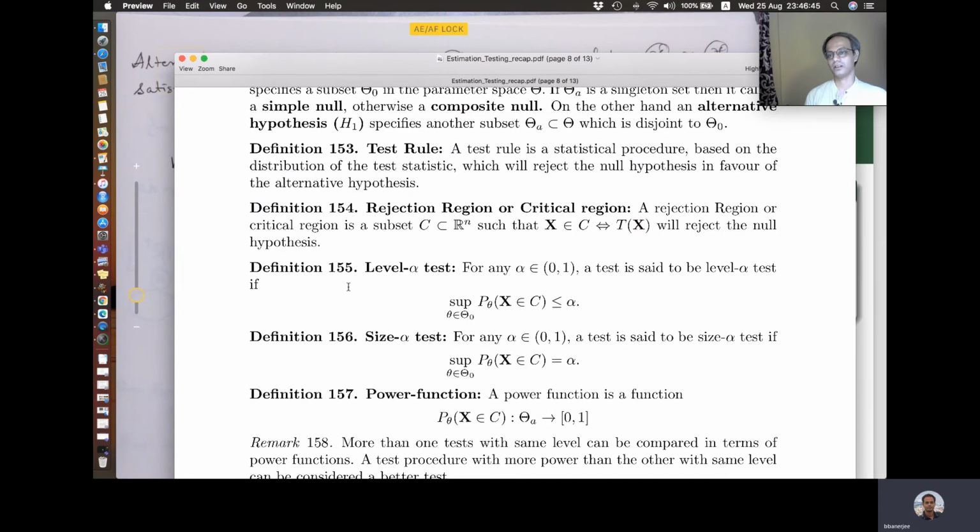Now, rejection region or critical region. The rejection region or critical region is a subset of Rn, which is a partition in the sample space, such that X belongs to the critical region is equivalent to the test statistic T(X) rejecting the null hypothesis. So, if T is the test statistic for a given hypothesis, then T(X) will reject the null hypothesis is equivalent to saying X belongs to the critical region. So the critical region is a partition in the sample space, and if you have n samples, then it is a partition in Rn. If data belongs to that partition, you reject the null hypothesis, otherwise you don't reject the null hypothesis.